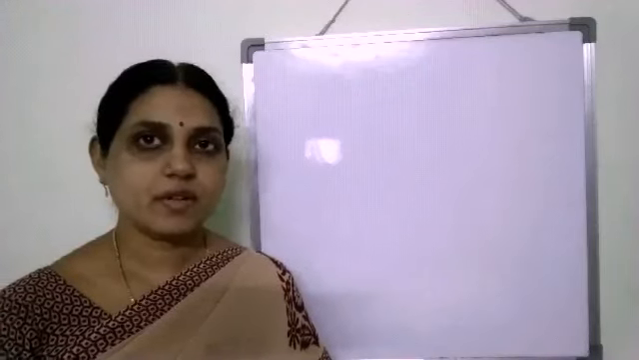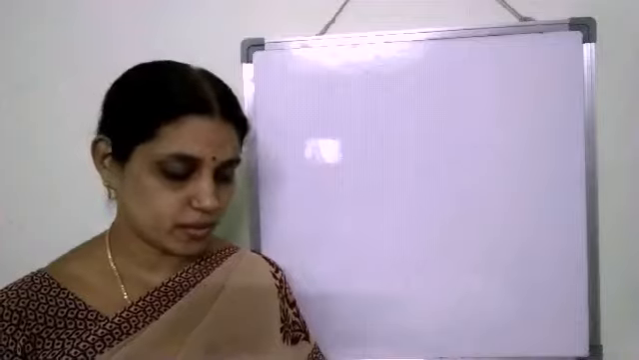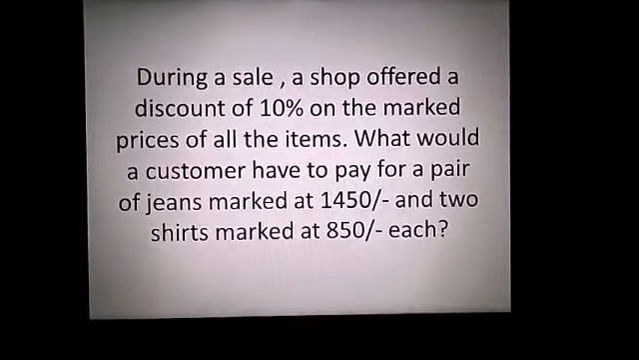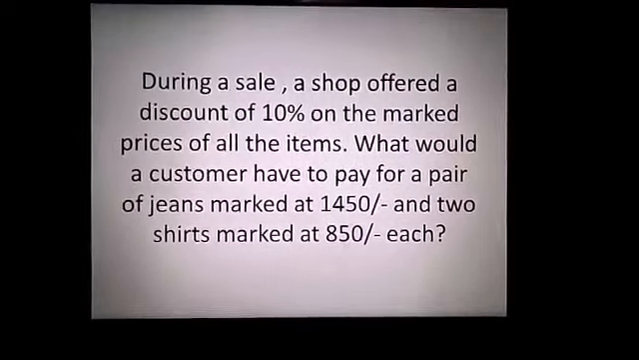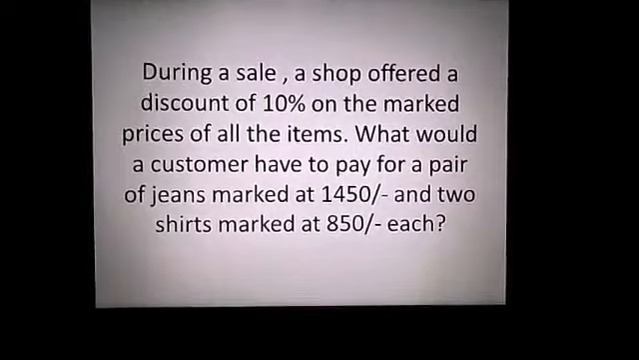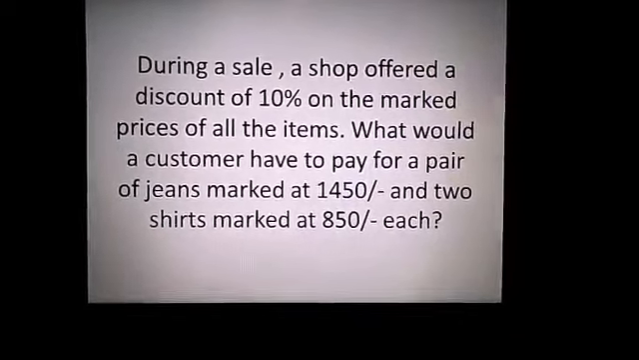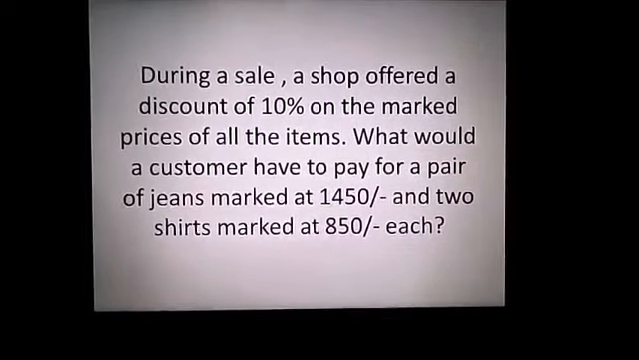Children, in this video we are going to do the rest of the sums from exercise 8.2. Sixth sum. During a sale, a shop offered a discount of 10% on the marked prices of all the items. What would a customer have to pay for a pair of jeans marked at 1450 rupees and two shirts marked at 850 rupees each?